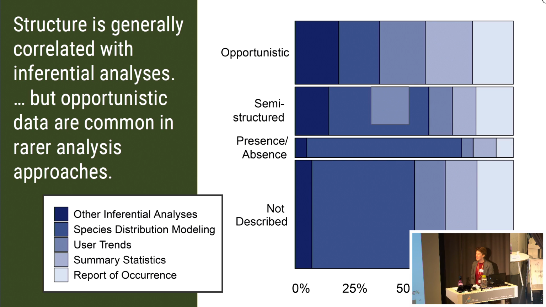Getting back to a discussion of structure, we didn't see as much of a difference in analysis approach taken by the articles, driven by the different data structures, as we might have expected. More structured data does correlate with more inferential analysis approaches as opposed to summary statistics or just reports of data, but it's not such an extreme correlation. And opportunistic data actually has a pretty high proportion of articles engaged in some sort of rarer inferential analysis approaches, possibly because there's so much innovation going on right now focused on opportunistic data.